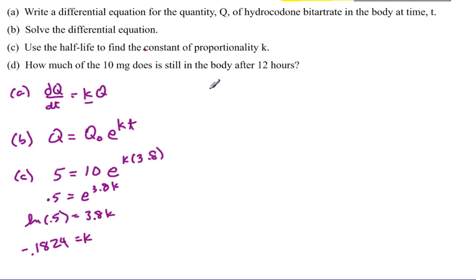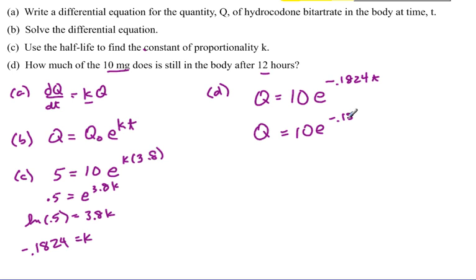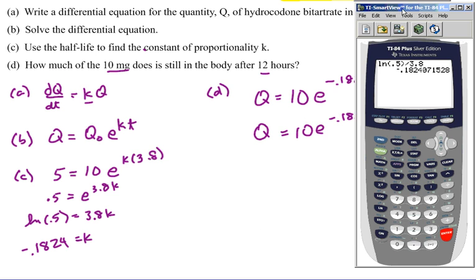Okay, so now we're on to part D, where we're asked how much of a 10 milligram dose is in the body after 12 hours. Well, let's put our whole formula together here. We've got Q equals, we're starting with 10, so we can go ahead and put 10 in there, e to the negative 0.1824 t, and to solve this one, we're going to put 12 in for t. So we're going to have Q equals 10 e to the negative 0.1824 times 12.